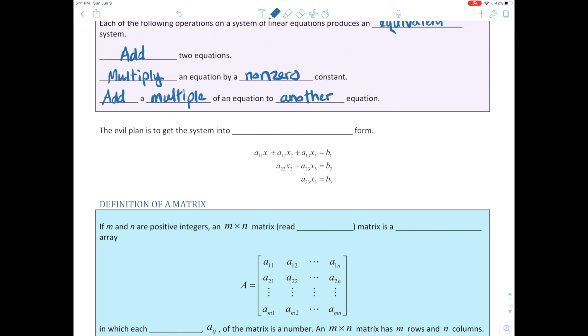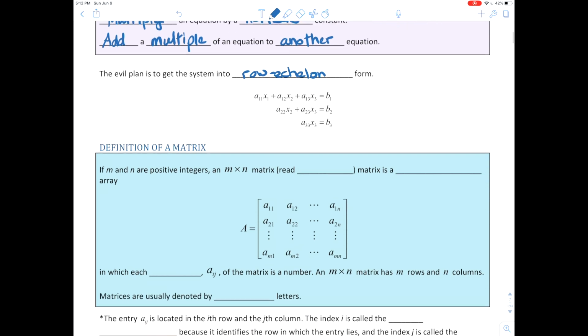All right? The evil plan is to get the system into what I was talking about, row echelon form. So if you hear anybody talk about REF form, that's what they're talking about. And remember that whole upside down triangle we were looking at before. That's how you want to get your left side of your equation looking, the one that has the variables.